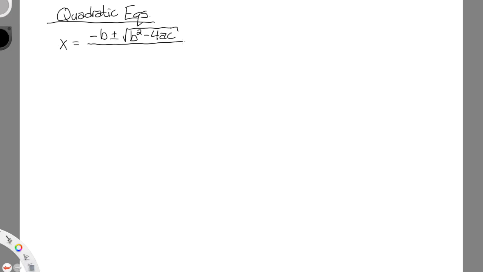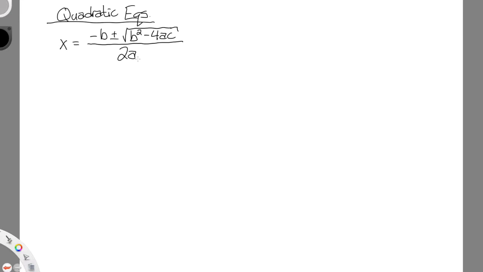So what I want to talk about first is how to solve quadratic equations. Now hopefully most of you remember the quadratic formula. If not, it's something I can provide for you. But that's x equals negative b plus or minus the square root of b squared minus 4ac, all over 2a.